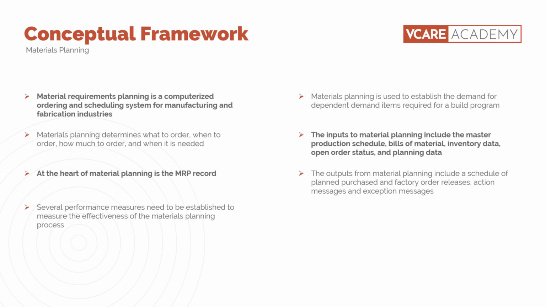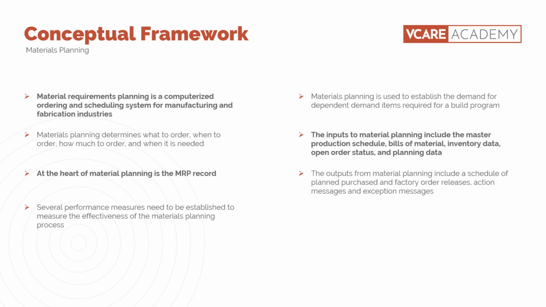Materials requirements planning is a computerized ordering and scheduling system for manufacturing and fabrication industries. Material planning is used to establish the demand for dependent demand items required for a build program. Material planning determines what to order, when to order, how much to order, and when it is needed. The inputs to the materials planning include the master production schedule, the bills of materials, inventory data, open order status, and planning data. And at the heart of the materials planning is the MRP record. And the outputs from the materials planning process include a schedule of planned purchase and manufacturing order releases.